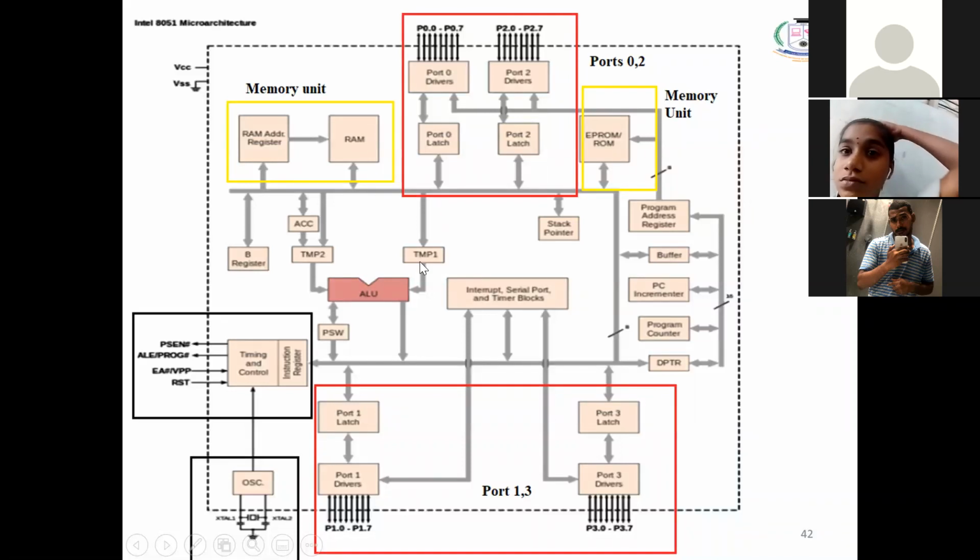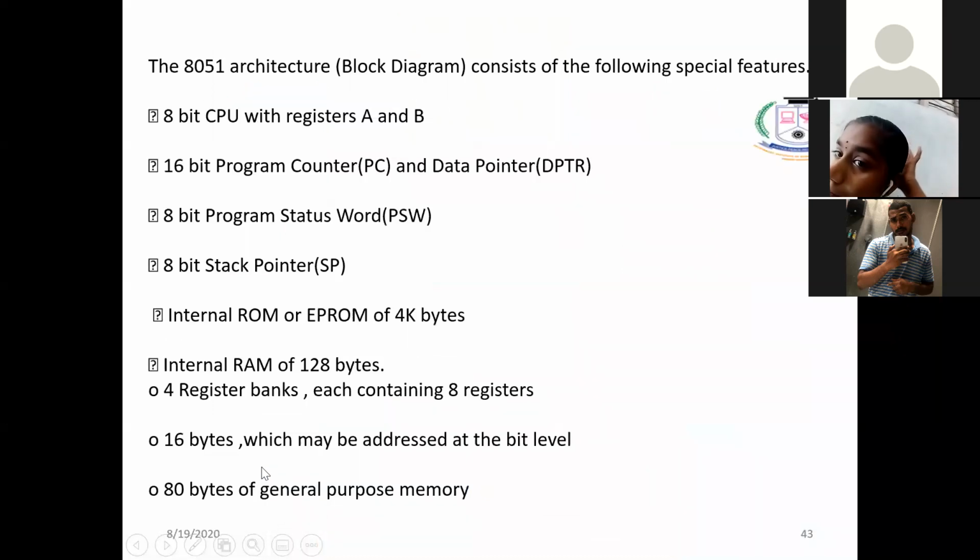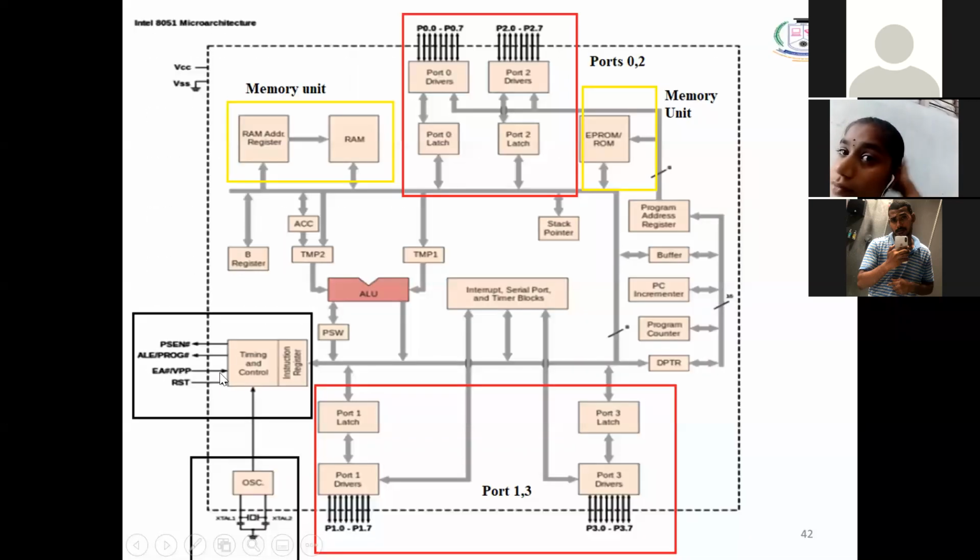Are you clear? After drawing this, next is the oscillator. We already studied it in the pin diagram. So I have connected my oscillator. Where do I have to connect my oscillator? I have to connect it to my timing and control circuit. Through timing and control only, my entire operation has to be processed. So I have to interface my oscillator circuit with timing and control.